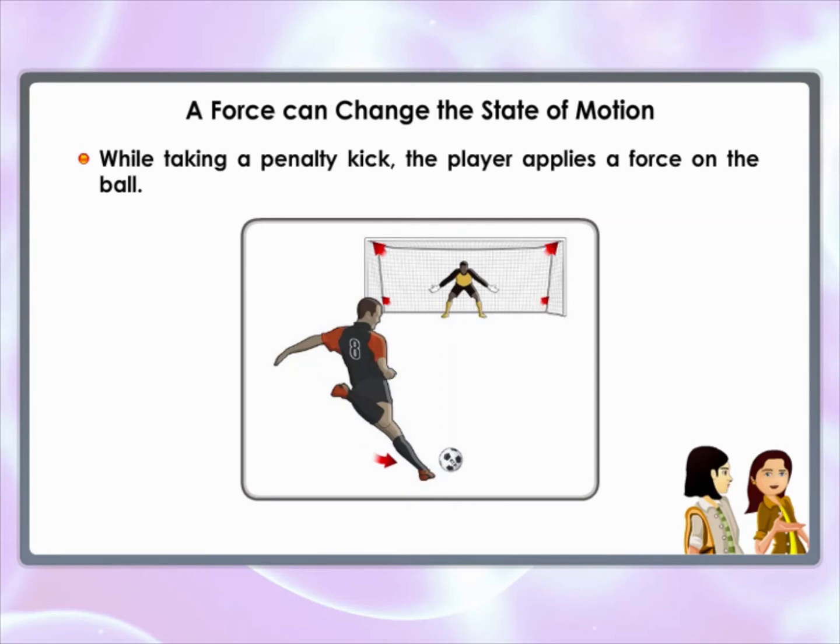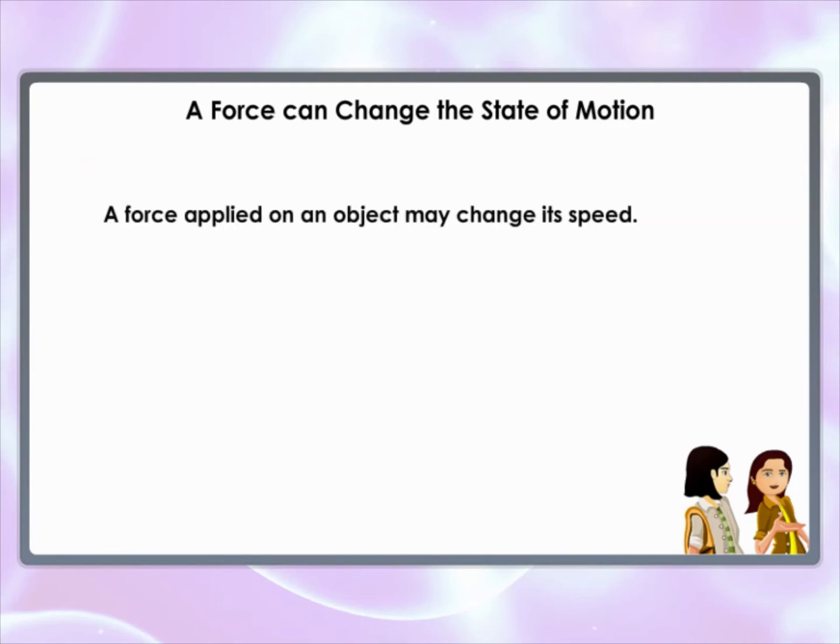Suppose the goalkeeper dives or jumps up to save the goal. By his action, the goalkeeper tries to apply a force on the moving ball. The force applied by him can stop or deflect the ball, saving a goal being scored. If the goalkeeper succeeds in stopping the ball, its speed decreases to 0. These observations suggest that a force applied on an object may change its speed.